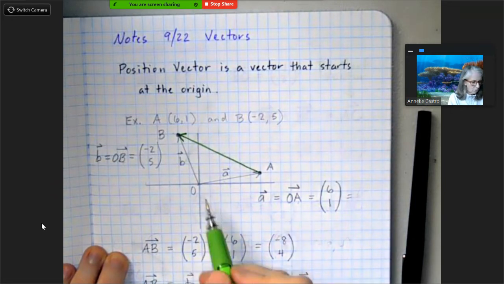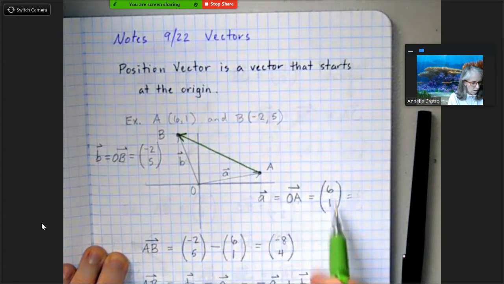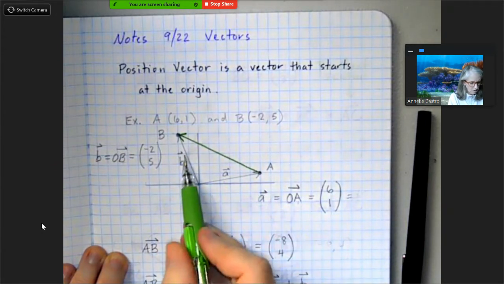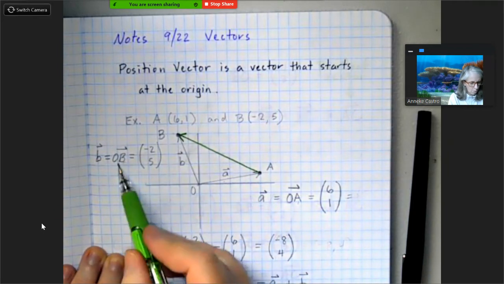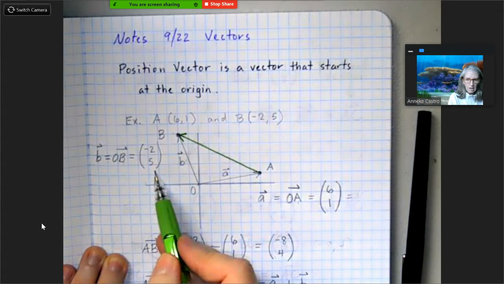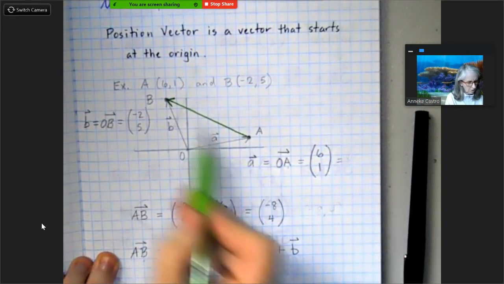Okay, so we have two position vectors here. We have position vector A, which is right 6, up 1. And we have position vector B, which is to the left 2, up 5. So OB is negative 2, 5. Okay, and we can make the resultant vector AB.